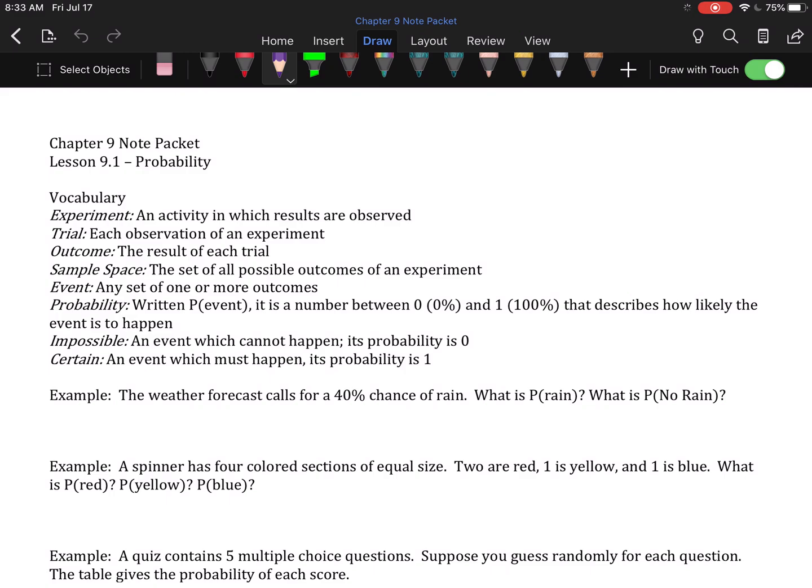An outcome is the result of a trial. So if we're flipping a coin, we're probably talking about heads or tails, for example. If we were rolling a die, it would be 1, 2, 3, 4, 5, and 6, assuming it's a standard 6-sided die.